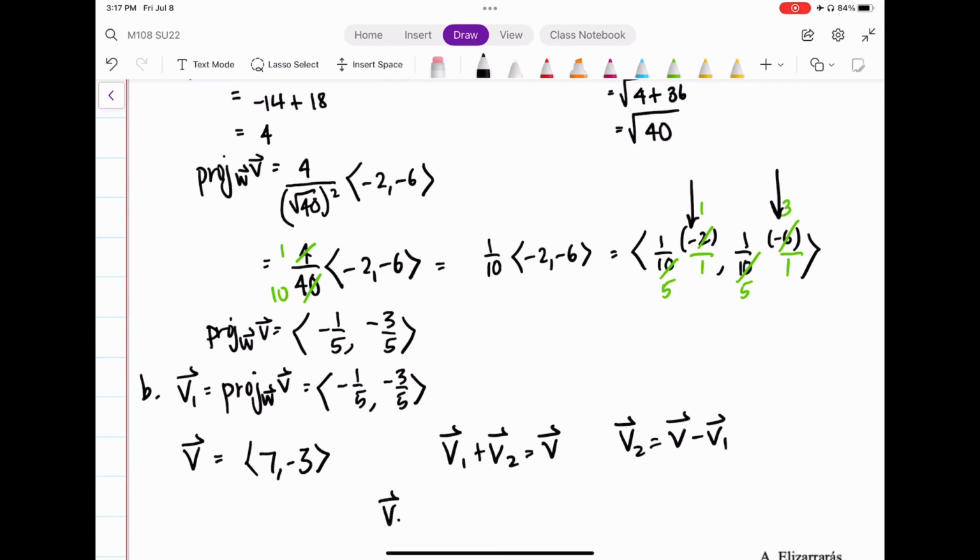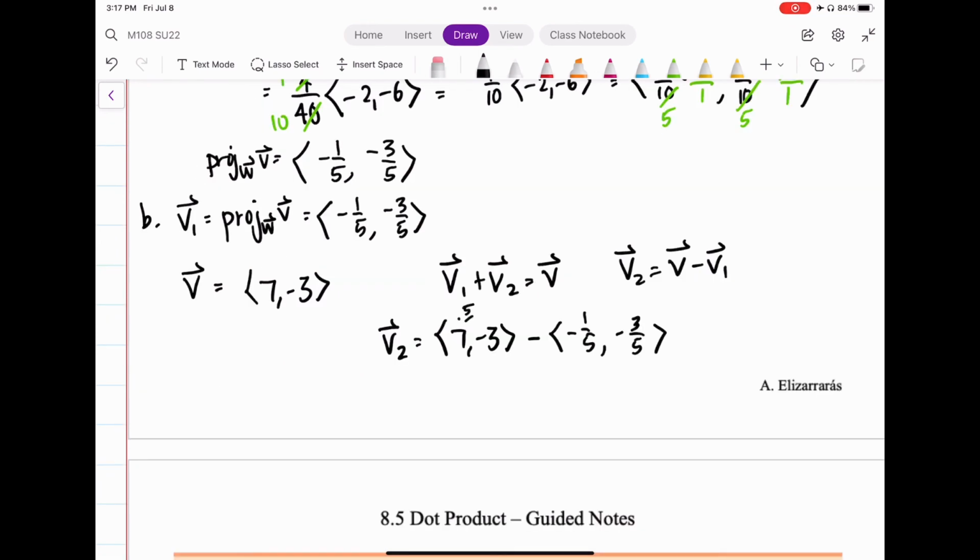In order to find vector v2, we take vector v minus vector v1, but vector v1 is a fraction, so we need to find a common denominator between vector v and vector v1. So I'm going to multiply vector v times 5 over 5, both the a and the b component, so that I can then do the subtraction that I need to do. We then have 35 over 5 and negative 15 over 5 minus negative 1/5, negative 3/5.